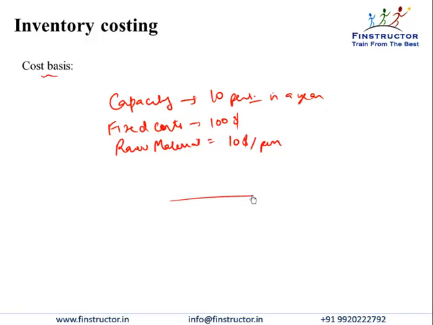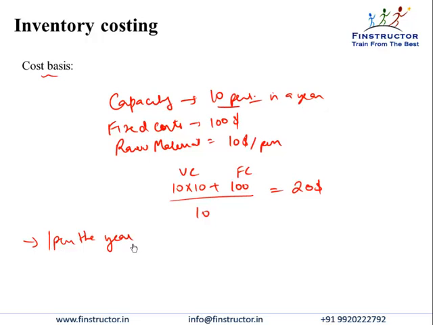So we produced 10 pens. There will be a variable cost of 10 into 10, $100, and fixed costs of another $100, giving me a per pen cost of $20. Now let's assume that in the same example, we produced only one pen in the year. So even though we did have a capacity of 10 pens, for some reason we could manufacture only one pen in this year. Now in this case, what would be the inventory cost? Would it still be $20 or would it be slightly different?